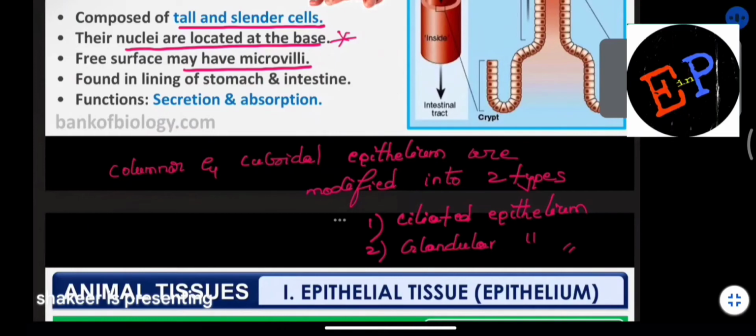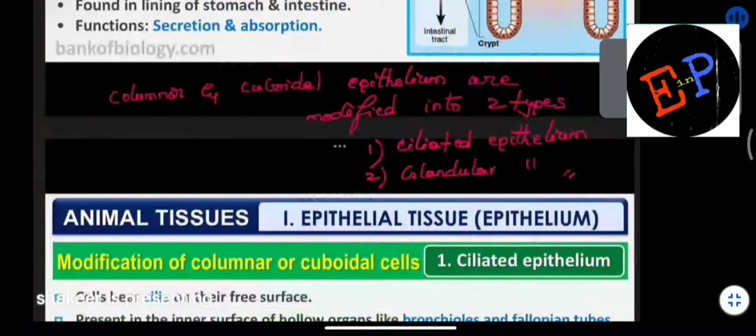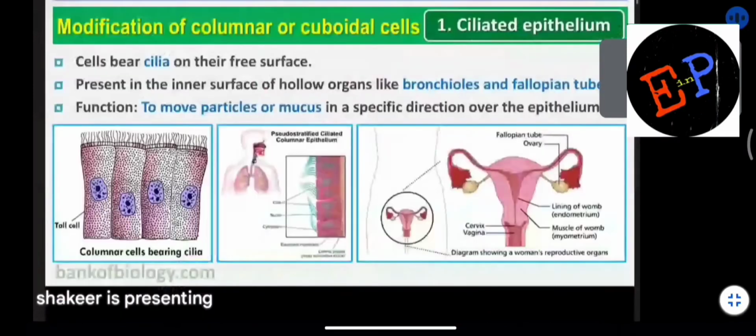And the second one is called what, ma? Second one is called glandular epithelium. Glandular epithelium means epithelium of which glands are made up of. There are many glands in the human body, no? All these glands are also made up of columnar and cuboidal epithelium. Now let us see.